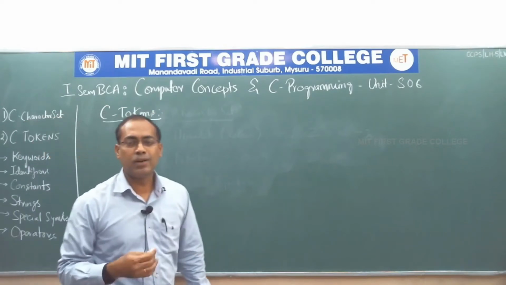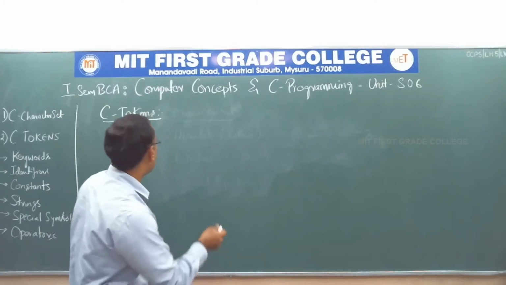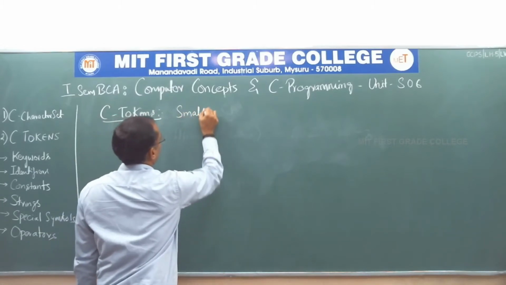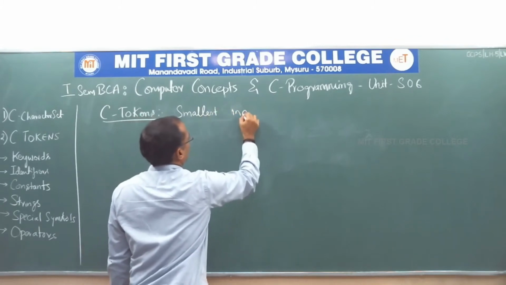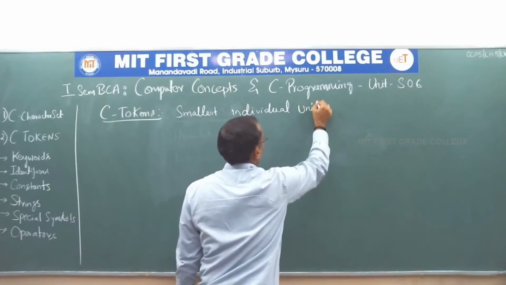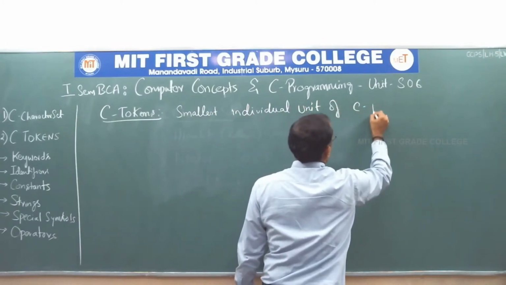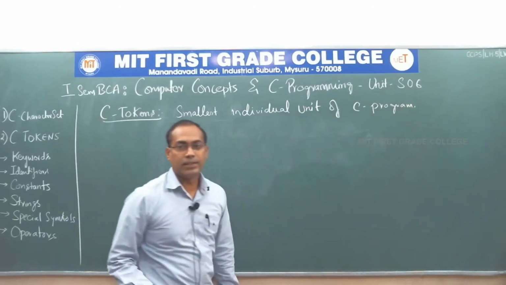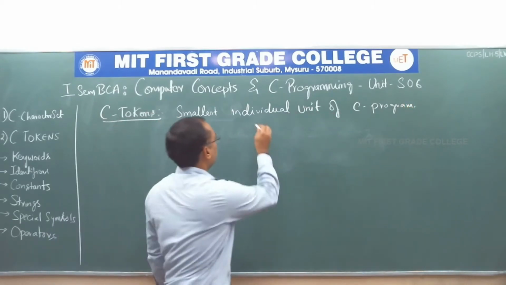First, let me write down the definition for C token. C token is nothing but the smallest individual unit of C program. How to understand this smallest individual unit?